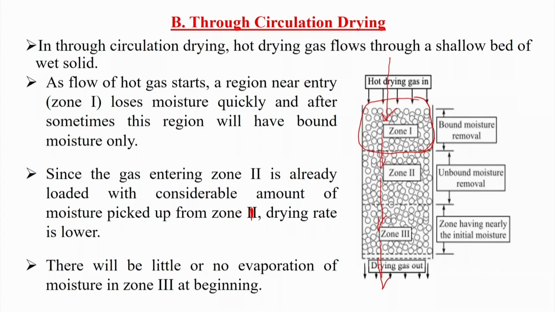So, from zone 1 the moist air enters zone 2. There will be little or no evaporation of moisture in zone 3 at the beginning. In zone 3, the drying air is again more loaded with moisture, so the drying rate will be very less. This zone has nearly the initial moisture, so we assume that the drying is very slow, or there is no drying at all.